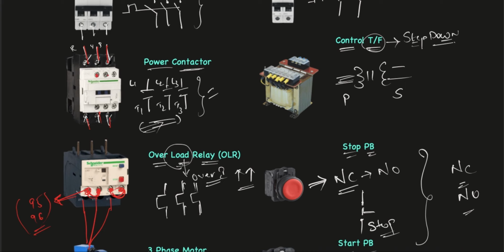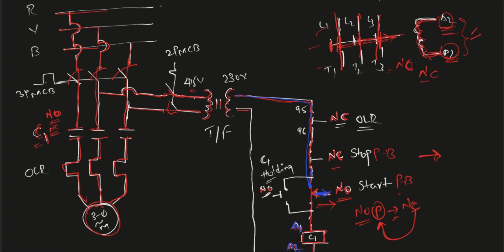We have other three terminals. In these three terminals, we have NO and NC. Same like this OLR, in this contactor also we have NO and NC terminals. From this NO and NC combination, we'll take one normally open terminal, and the normally open terminal's ANSI code will always be 13 and 14. We'll take the 13, 14 contacts, the normally open contacts of the C1 contactor.